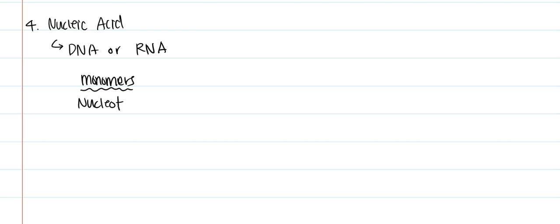Okay, so let's talk about nucleic acids. Nucleic acids are basically DNA or RNA. If you look, DNA stands for deoxyribose nucleic acid, and RNA stands for ribose nucleic acid. Okay, cool. So basically, let's talk about the monomers. The monomer for nucleic acids is called a nucleotide.